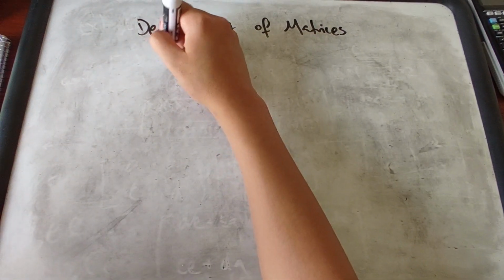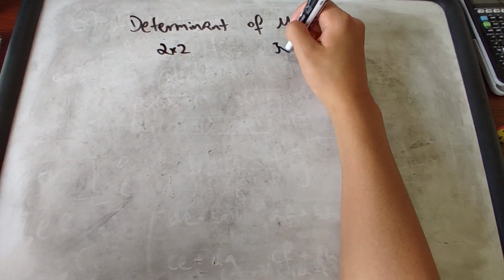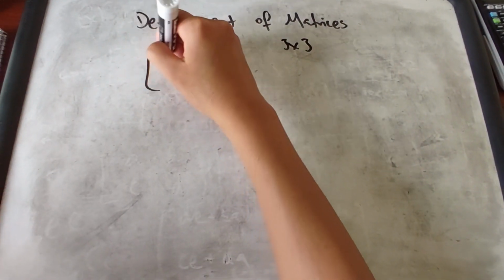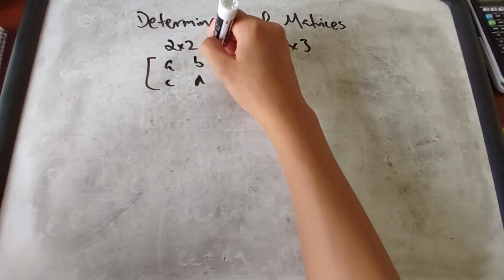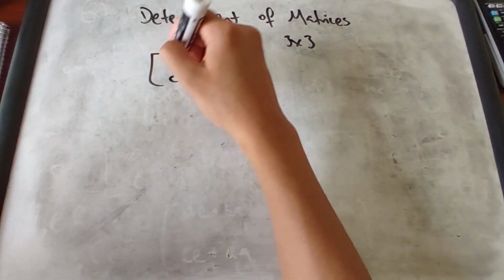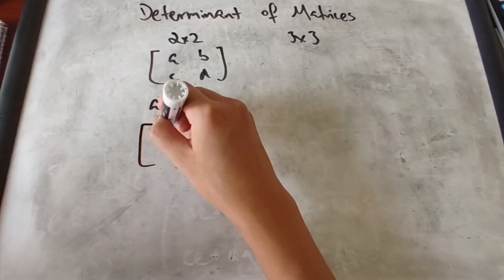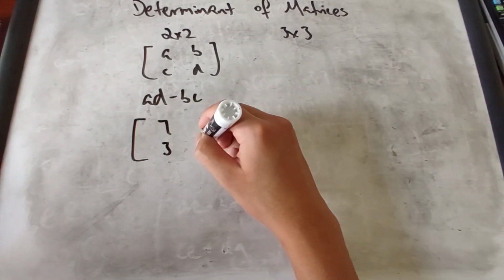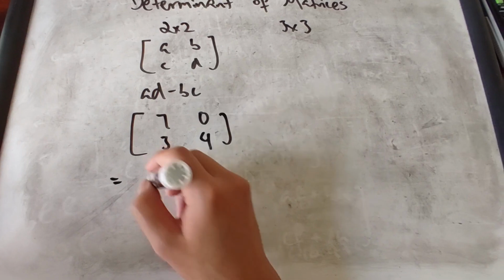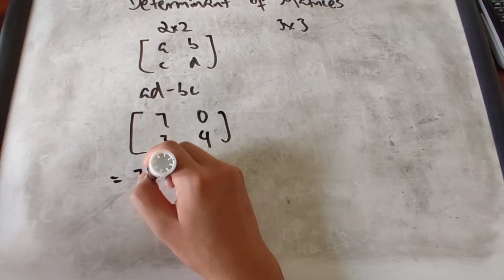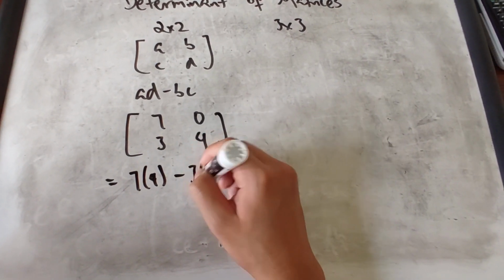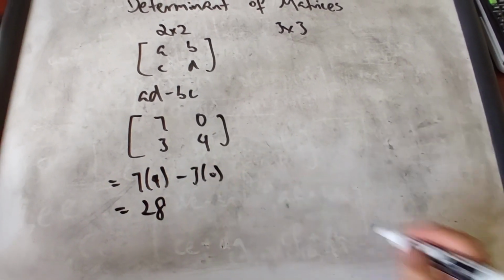Alright, in this video we're going to be going through the determinant of matrices. And we'll be going through the specific examples of a 2x2 and a 3x3 matrix. So for the 2x2 one, it is fairly simplistic. The formula of it would just be AD minus BC. So let's say that this matrix is 7, 0, 3, 4. Then the determinant would be 7 times 4 minus 3 times 0, which would be 28.